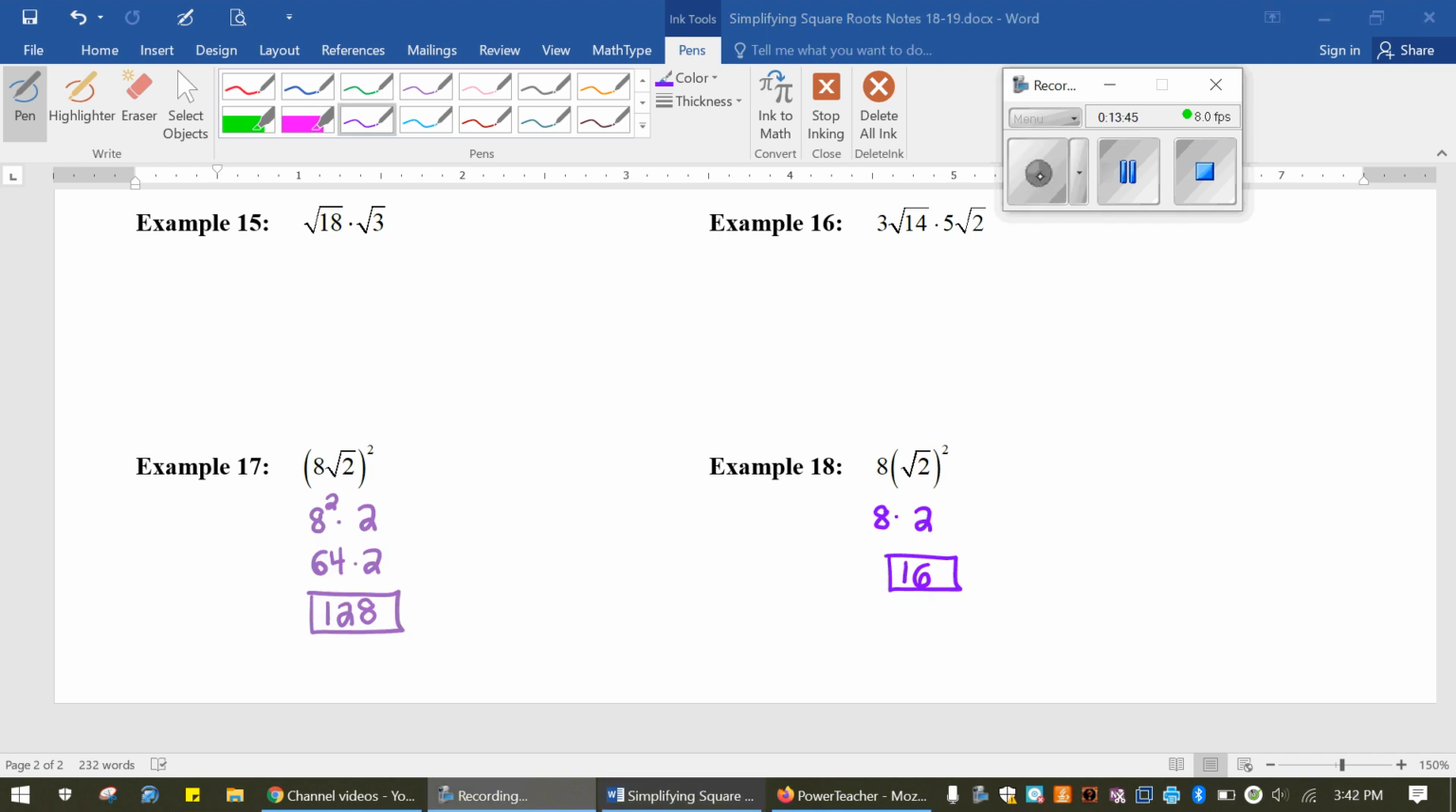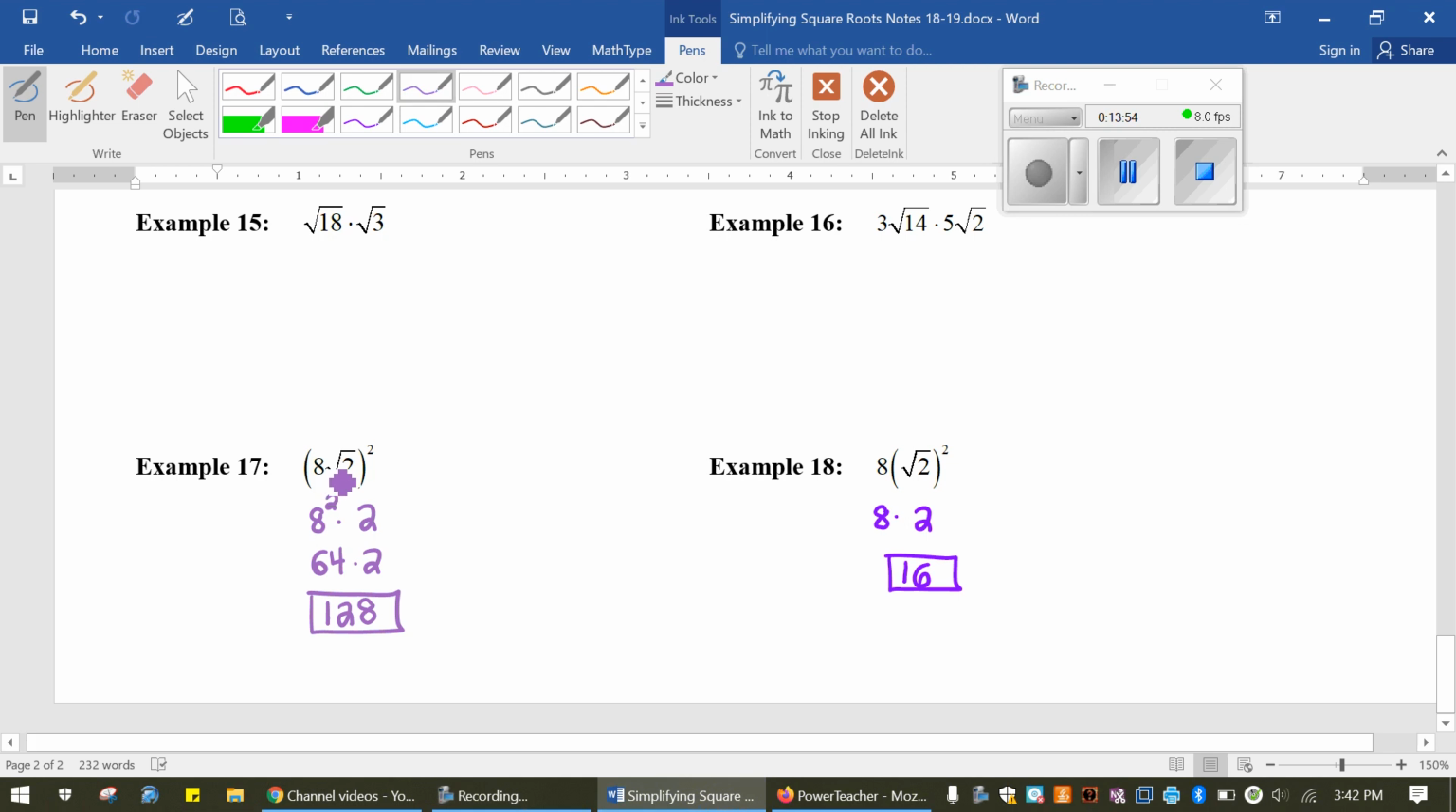I hope you noticed here that there's a difference in 17 and 18. So in 17, the 8 is inside the parentheses, meaning that it is also being squared. But on number 18, it's outside the parentheses, meaning that the square does not apply to that. So on number 18, the square cancels the square root on the square root of 2, leaving you with only 2. Then that 8 on the outside multiplies that 2 to give you a 16. Whereas in number 17, you've got to square that 8 and then multiply by the 2. So 64 times 2 gives you a 128.